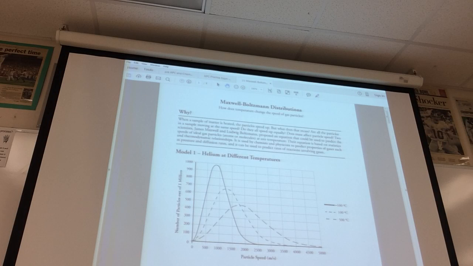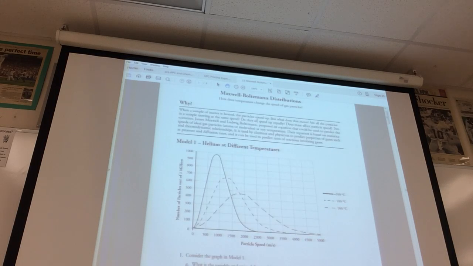I'm going to make it a little smaller. Check out that model, helium at different temperatures. Now, what do you see on the curve? It changes. What changes? It gets wider. Taller. As you go from left to right, it gets stouter, if you will. The number of particles decreases. Maybe. The particle speed. All right, so let's take a look.